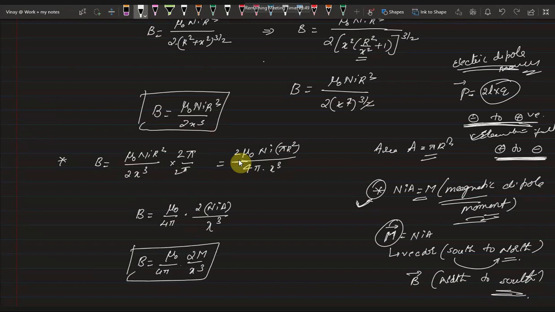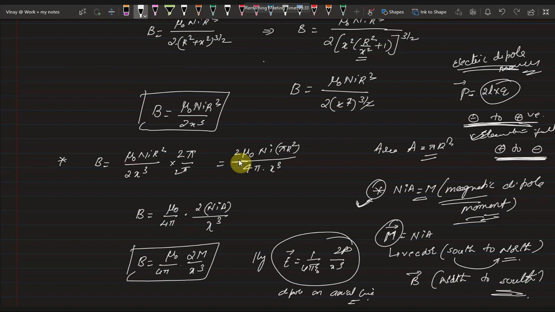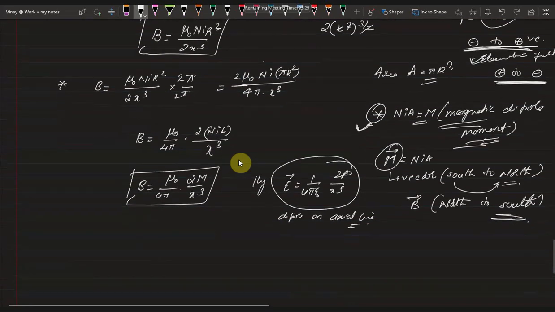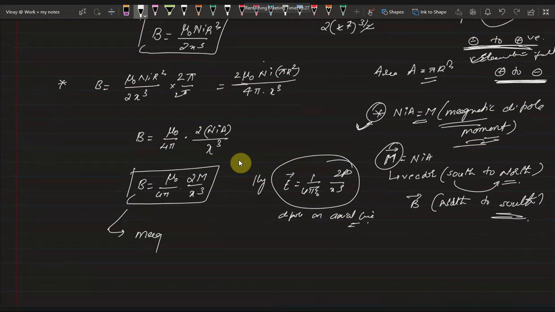Okay, this is similar to the electric field formula 1 by 4 pi epsilon naught into 2 p by x cube. What is the formula for this? Electric field due to dipole on axial line. Similarly, this will give what? Magnetic field due to dipole on axial line. Okay, so please remember this.